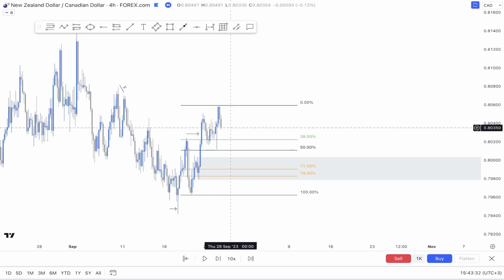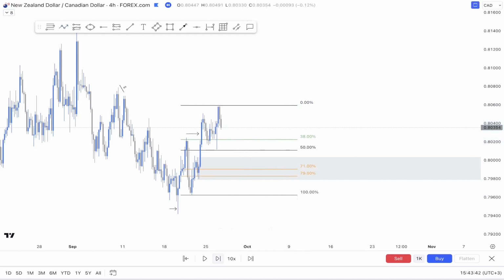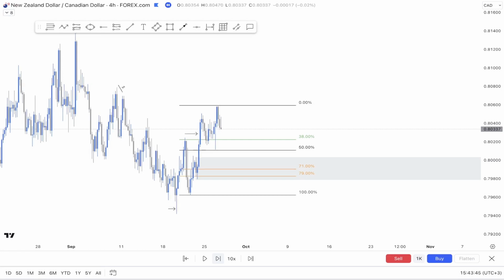It's not a straight pullback, because if we see an aggressive pullback like this, going straight to the downside, I won't really take the buy limit. I won't be keen to take the buy limit. I want to see a corrective pullback. All right, so let's continue.